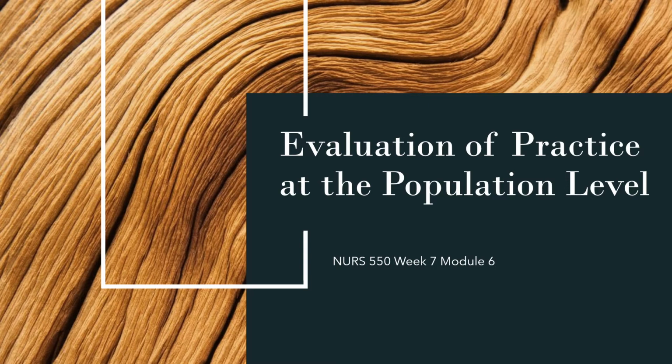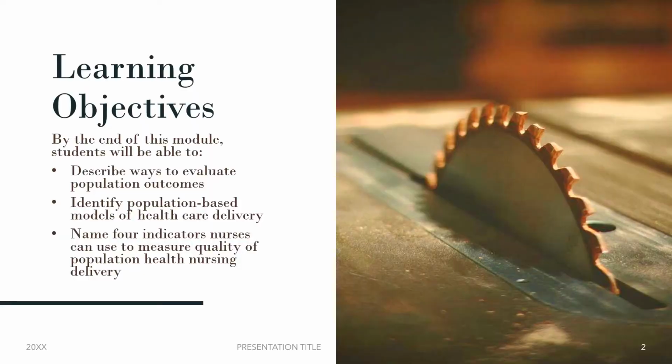We're going to get into evaluation of practice at the population level today. The objectives for this module are that the students should be able to describe ways to evaluate population outcomes, identify population-based models of care delivery, and name 4 indicators nurses can use to measure quality of population health nursing delivery.